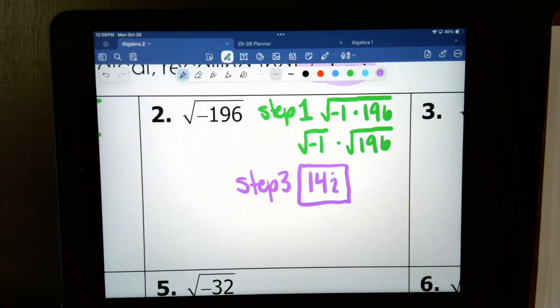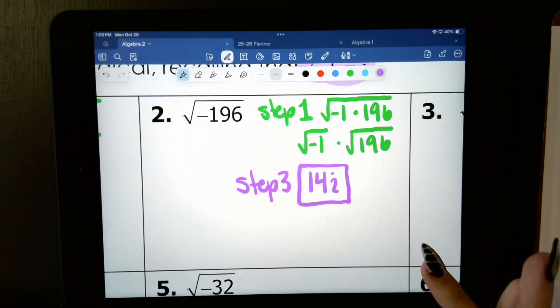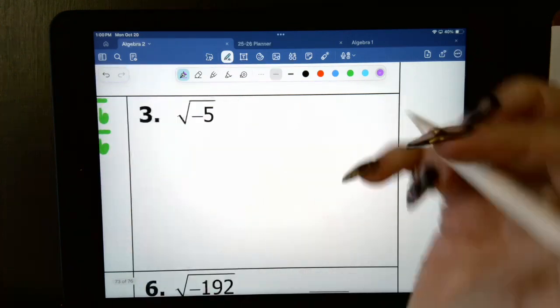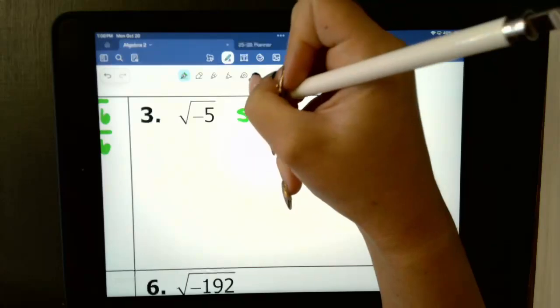Because this isn't going to be any different than what we were doing last class. We're now just adding imaginary numbers. And it's going to be the same exact concept as last class, where we're breaking down the radical. This one is just a little bit easier right now. We start off easy, we go a little harder. Okay, everybody got that? Okay. Moving on. Step 1.